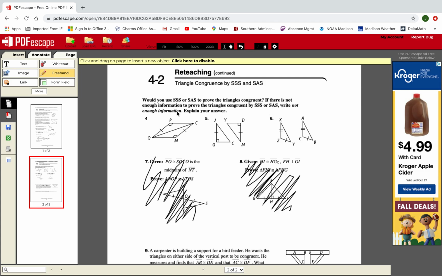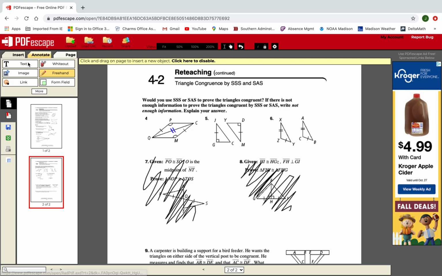If there is not enough information to prove the triangles congruent by side, side, side or side, angle, side, write not enough information and explain your answer. Okay? On number 4, hopefully you can see that I have one pair of sides shown congruent and one angle shown congruent in each triangle. I also hope you can see that these two triangles share side QC.